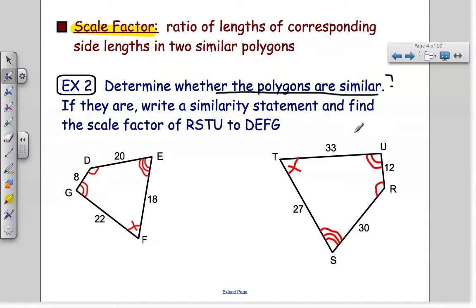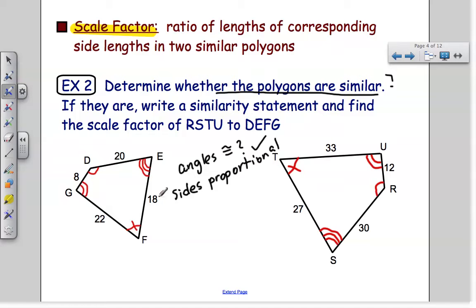What two things do you need for figures to be similar? You should be telling me you need the corresponding angles to be congruent. Are they? I have a 1 arc, 3 arc, 1 with a tick mark, 2 arcs as I went around. Yes, the angles are all marked congruent. The other requirement for figures to be similar is the sides need to be proportional. For sides to be proportional, I need to look at the ratio of all the corresponding sides and make sure you get the same thing.